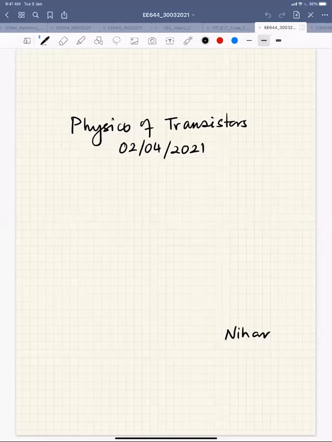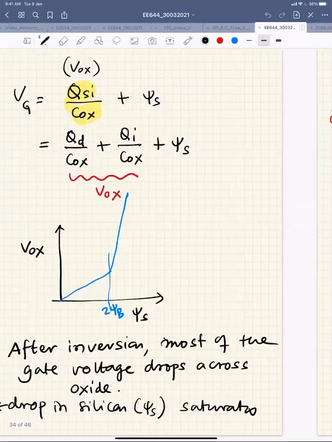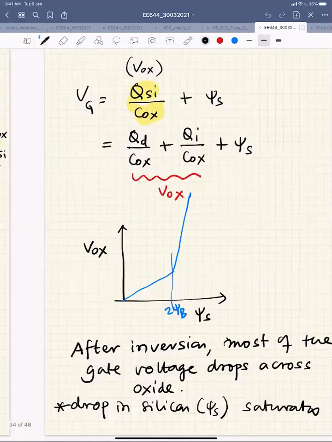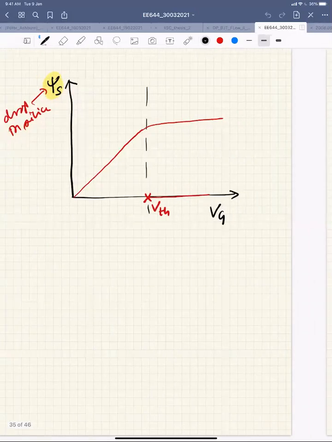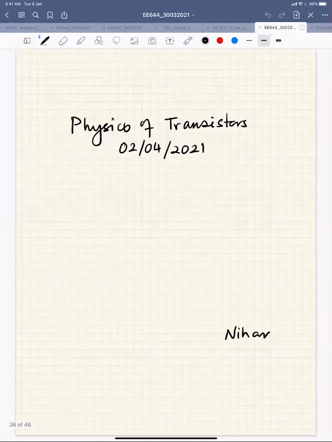Okay, so in the last class, we discussed the operation of the MOS transistor, and we also derived some charge equations. So what will we do today? Today we'll do the exact solution of charge and potential in the MOS transistor.